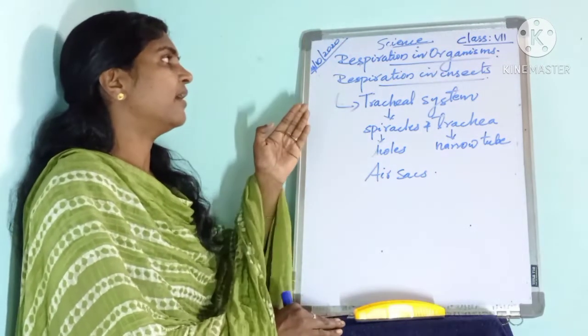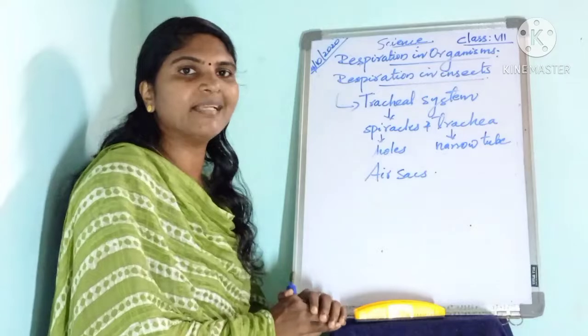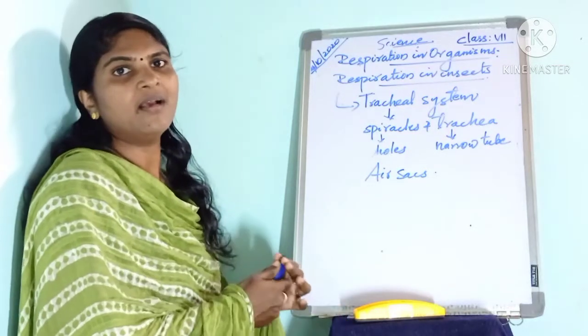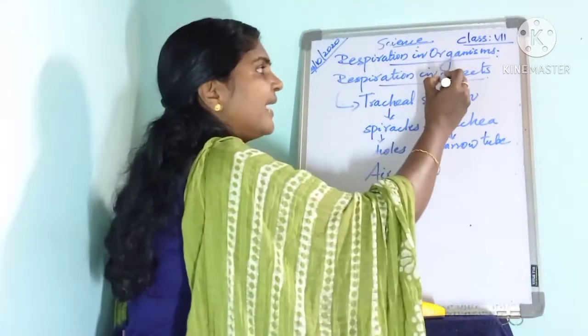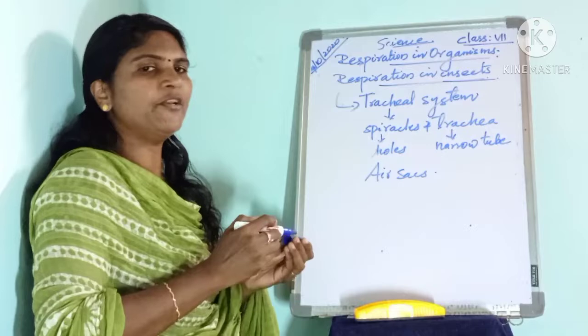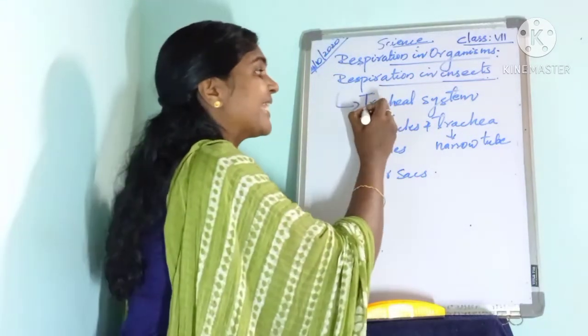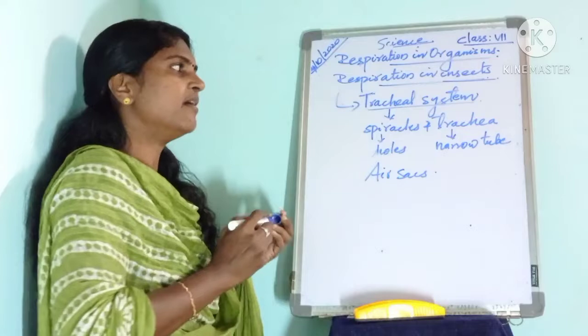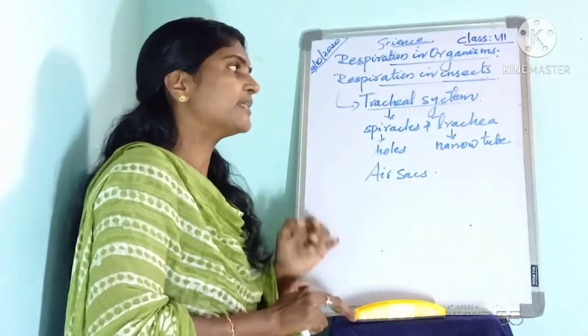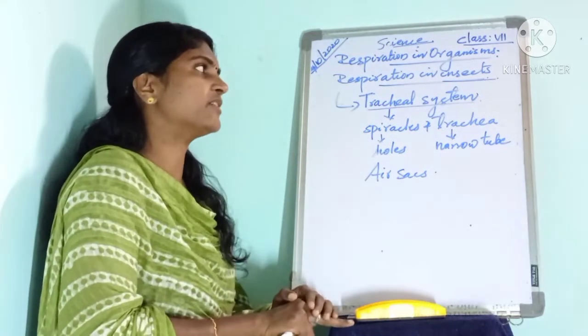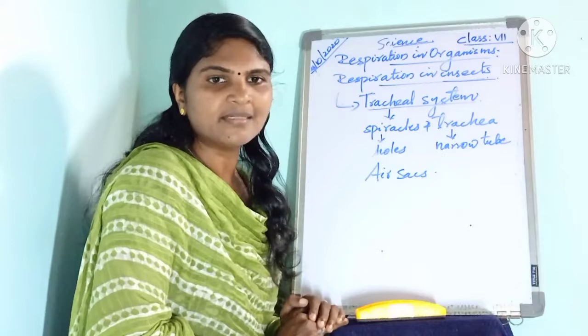Let's see how respiration takes place in insects. The respiratory system of an insect is known as the tracheal system. What is the tracheal system? The respiratory system of an insect is known as the tracheal system.